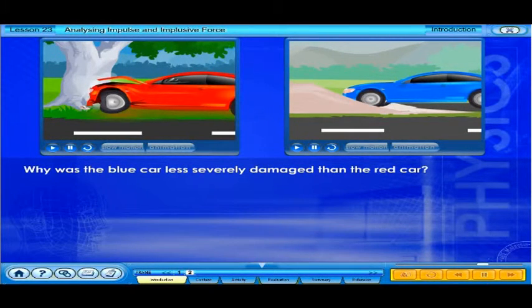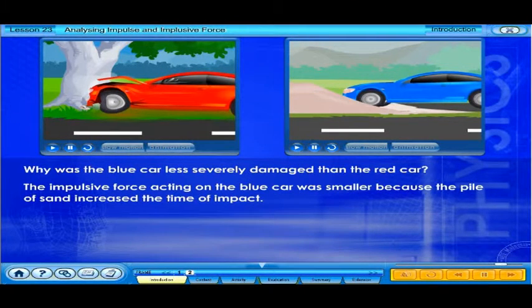Why was the blue car less severely damaged than the red car? The impulsive force acting on the blue car was smaller because the pile of sand increased the time of impact.